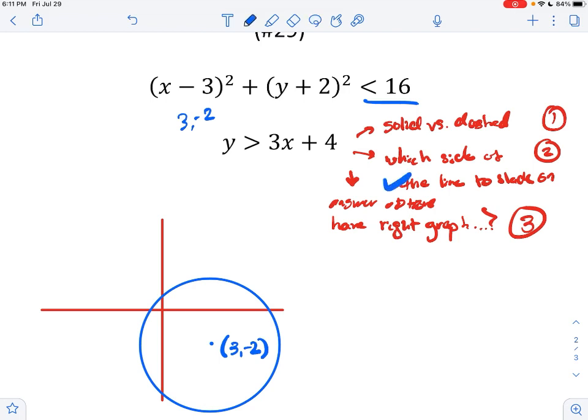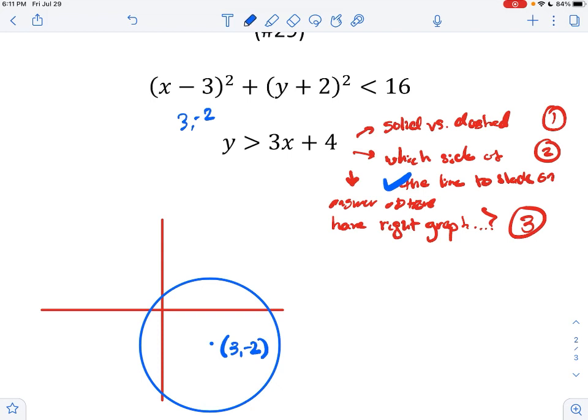That's done. Which side? So which side do we shade on? With circles, it's weird because you have y on this side, but you also have x on this side. So it's not like y is less than or greater than something. It's actually x and y with a bunch of other numbers that are greater than just this one singular number. So how do we do this?